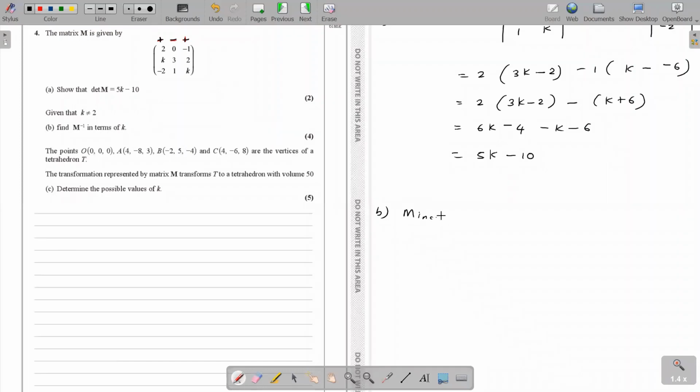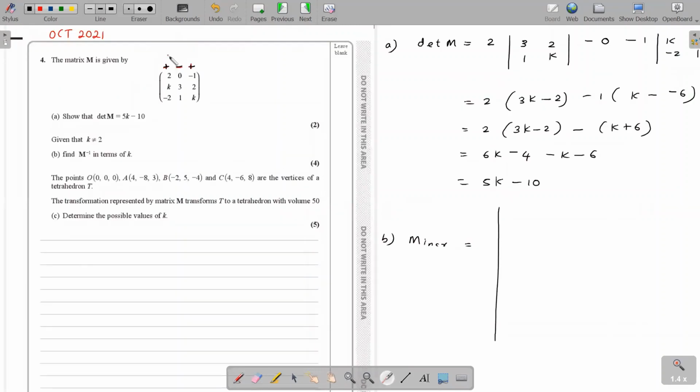So let's get the minor matrix. How do we get the minor matrix? In the minor matrix, you take each element, remove the row and column of that element, and write the remaining elements. So if you take 2 here, remove the row and column with 2, what's remaining? 3, 1, 2k. Are you with me?